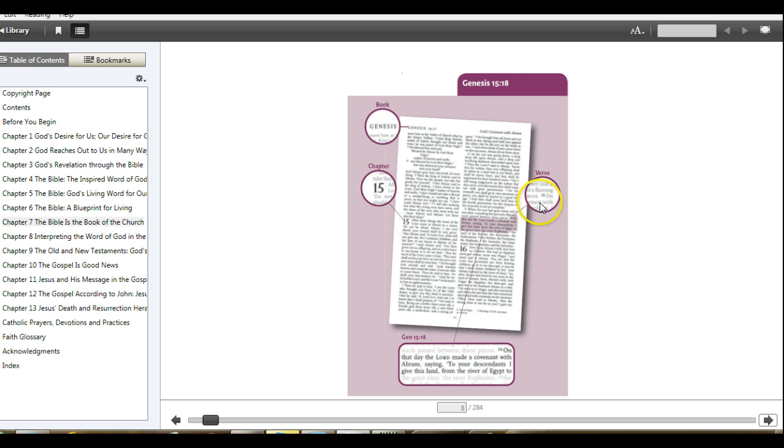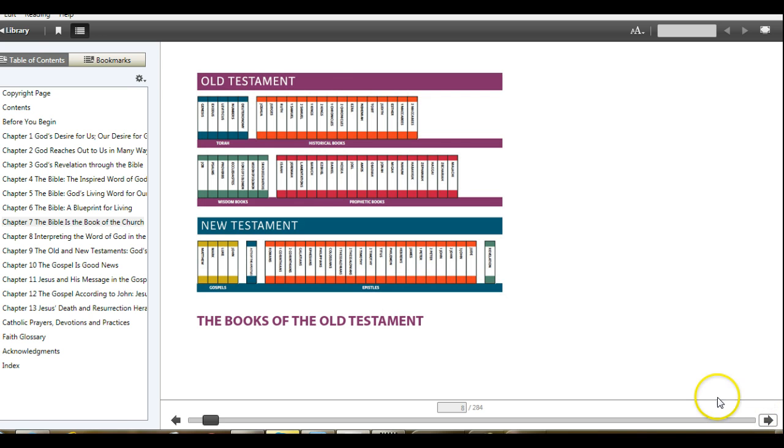I know it's difficult to see. We're going to visit this again. I just wanted to show it to you in your book. And here are all of the books of the Old and New Testament. No, you don't have to memorize them, so don't start panicking. Here's the New Testament. Here's the Old Testament.